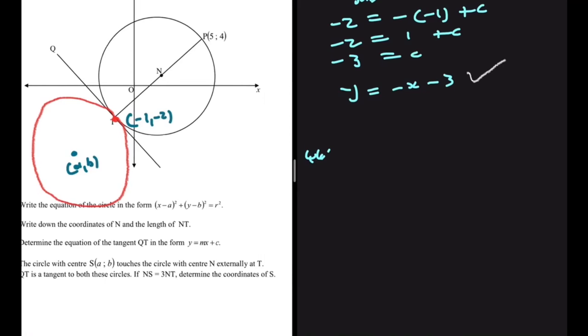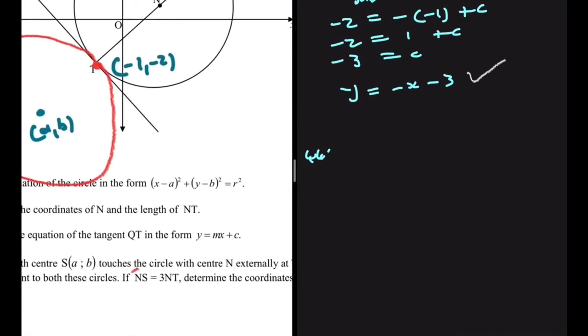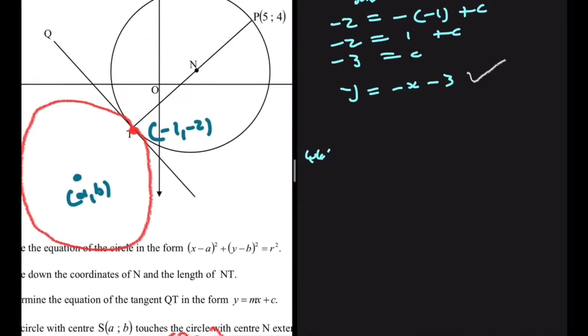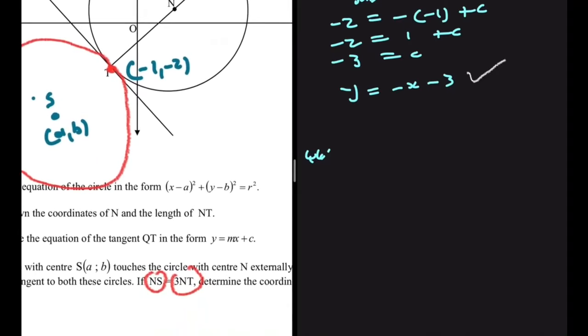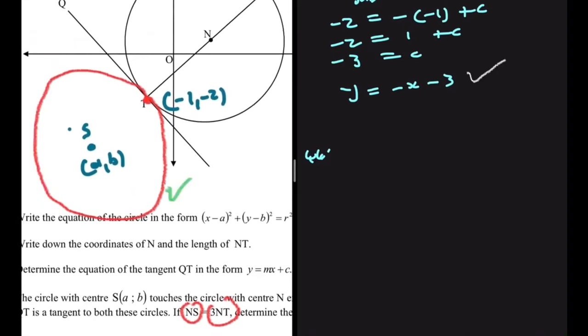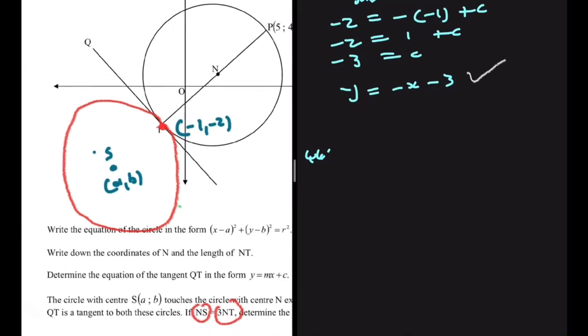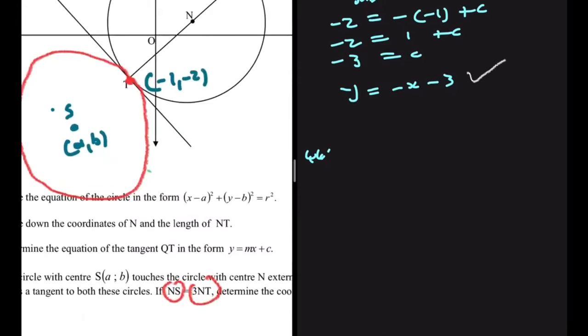What other information do we have? We're given the fact that NS is equal to 3NT. So let's try to denote that in our sketch. Where is NS? NS, so this is the center of the circle S. So NS is equal to 3NT. This circle is actually supposed to be bigger than how I made it look, but well, that is that. The best way to approach a question is to start with the information that is given. So obviously NS is equal to 3NT. That is the first thing I'll be thinking about. So NS using the distance formula. Right, let's go ahead and do that.